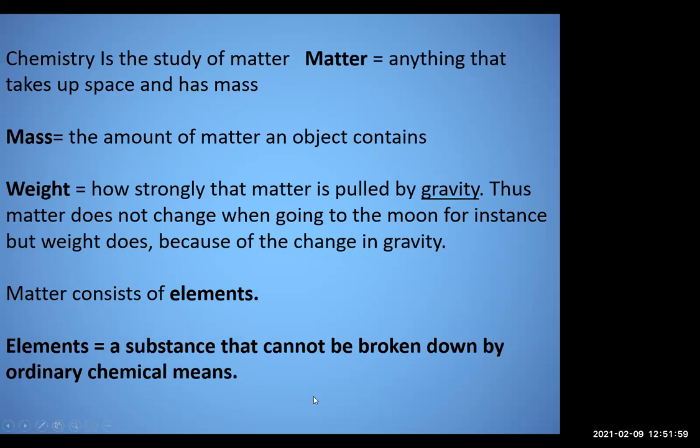Chemistry is the study of matter. Matter is anything that takes up space and has mass. Mass is the amount of matter something contains. The weight that something has is different from the amount of matter because matter doesn't change. The amount of matter that is contained in an organism or in a rock or in whatever doesn't change, but its weight can change because weight is a product of gravity. And since gravity is different on different planets, then the weight of an object can change, whereas its mass doesn't.